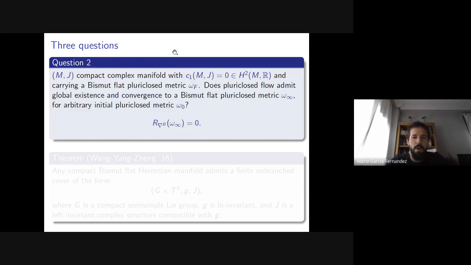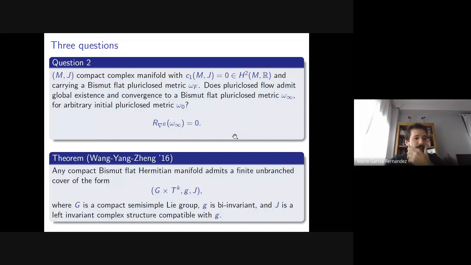So to give you a hint on what are these manifolds, so what are the manifolds which admit pluriclosed metrics which are Bismut flat, so the Bismut connection for them is flat. This is completely classified. It's kind of a recent result. So by a theorem by Wang, Yang, and Zheng, any compact Bismut flat Hermitian manifold admits an unbranched finite cover of the following form. It is the product of a compact semisimple Lie group with a torus. The metric g is bi-invariant, and J is left invariant and is compatible with g. Okay, so these are essentially, up to finite cover, given by products of semisimple groups by tori. Okay, so let's try to solve the question in this setup, knowing that we have a background pluriclosed metric which is Bismut flat. Can we do that?